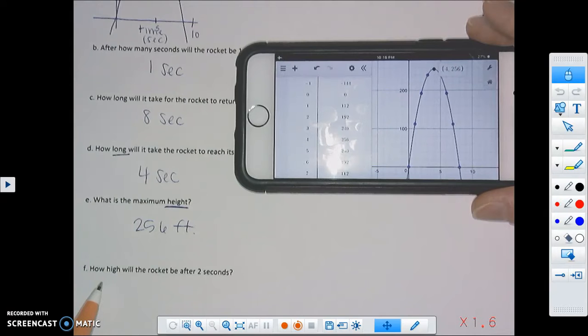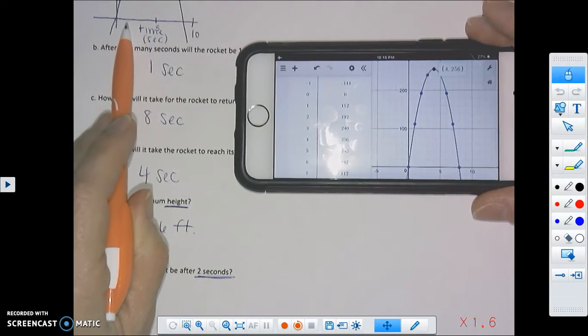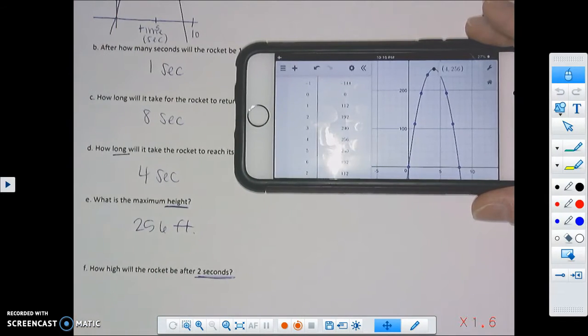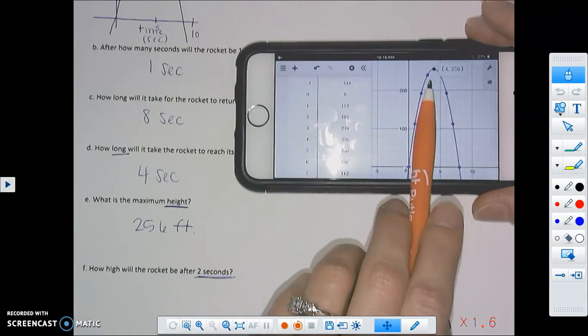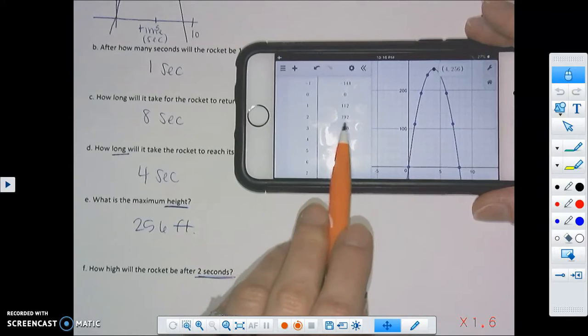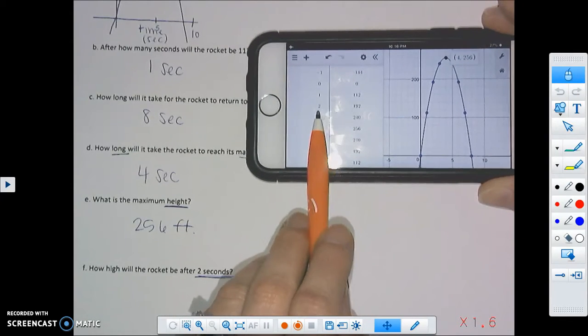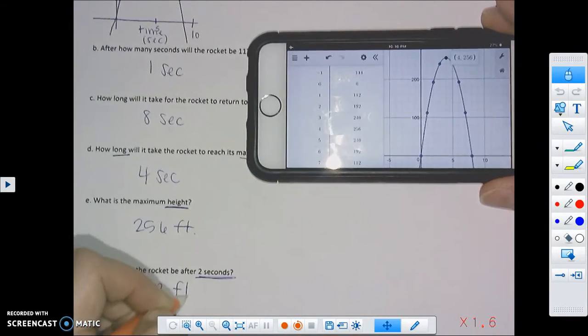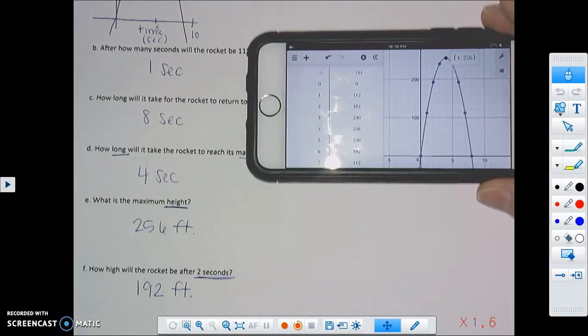Now, the last question this asks us is, how high will the rocket be after 2 seconds? Seconds is counting in time, so I want the x coordinate of 2 seconds. We can look at this and estimate. I know our sketch is not great, but after 2 seconds we're approximating there. We can look at our chart as well, and we see that 192 is the coordinates of that point. So after 2 seconds, the rocket would be 192 feet above the ground.